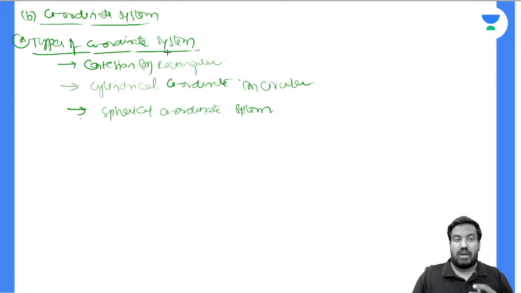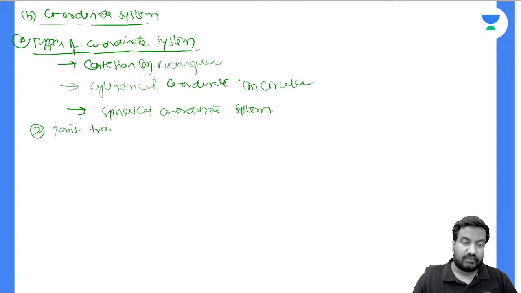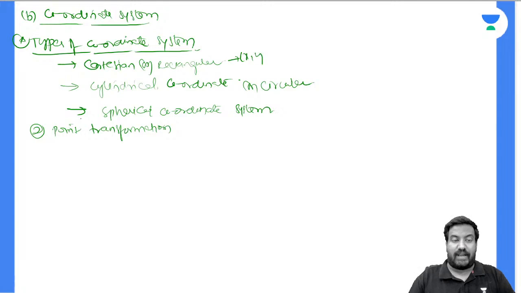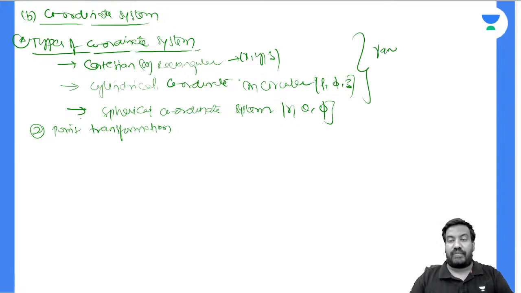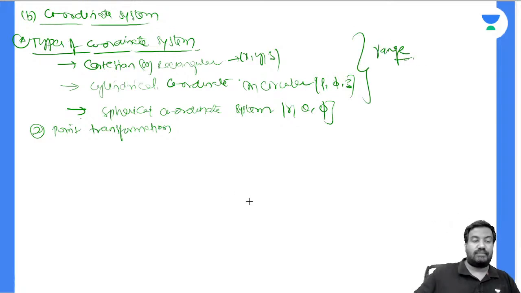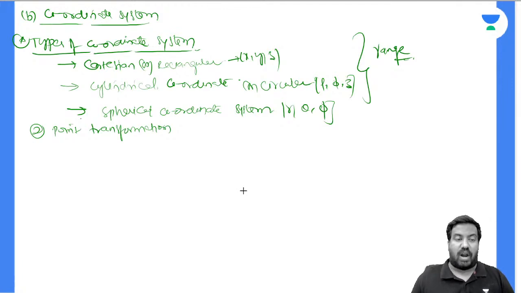Then we have seen how to convert a point from one coordinate system to another coordinate system. Point transformation. Very important concept. While I explain types of coordinate system, we give coordinates. For Cartesian coordinate system, it is x, y, z. For cylindrical coordinate system, it is rho, phi, z. For spherical coordinate system, it is r, theta, phi. And also we will define the range of each of these coordinates. In point transformation, we will convert a point from one coordinate system to another coordinate system.